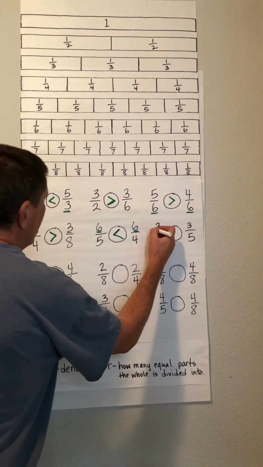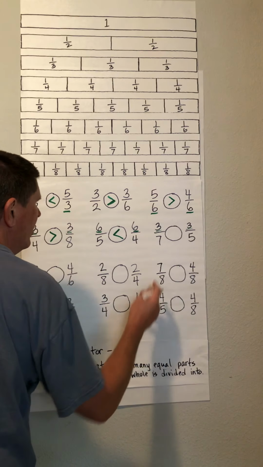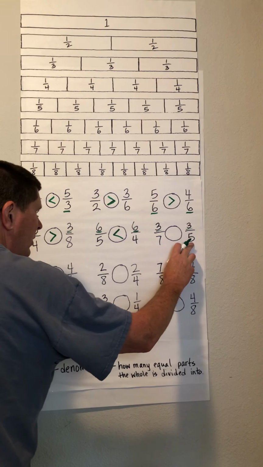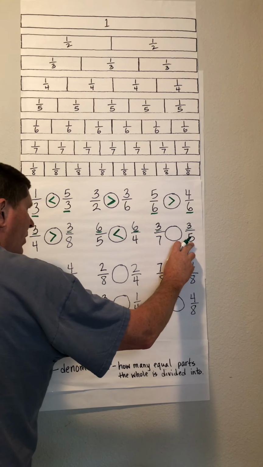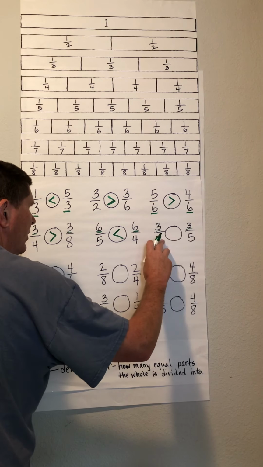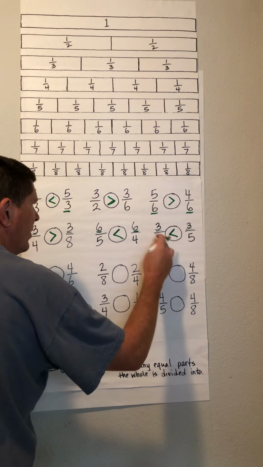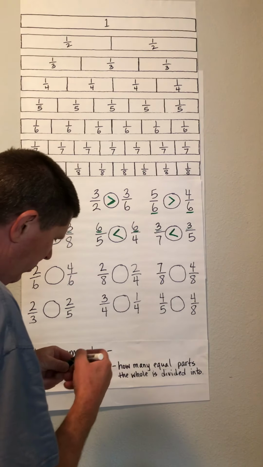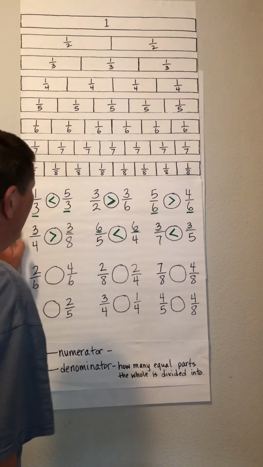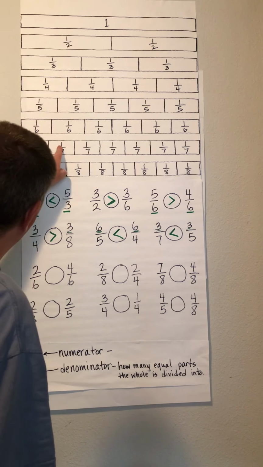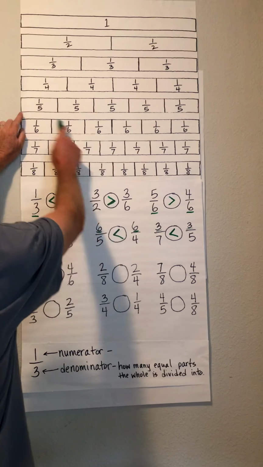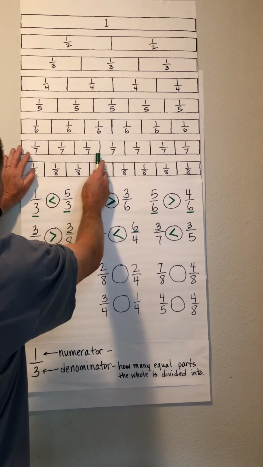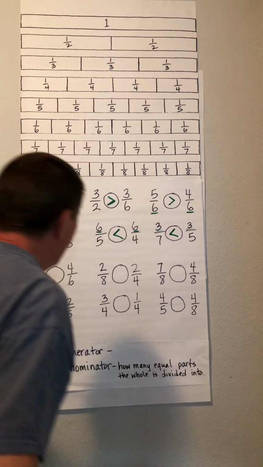Okay, another one just like the other two. So these are the same. So we look at the denominator. The denominator of 5 is bigger than 7. So 3/7 is less than 3/5. And if you're scratching your head and going, huh? Look at 3 of these 7ths, and then look at 3 of these 5ths, and you can see that 3 of the 5ths is bigger than 3 of the 7ths.